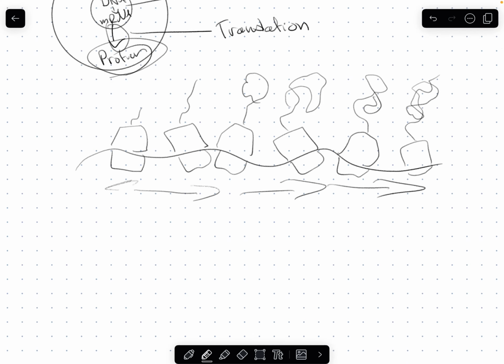The term that we're given here is a polysome. So a polysome is when you have multiple ribosomes attached to an mRNA strand.